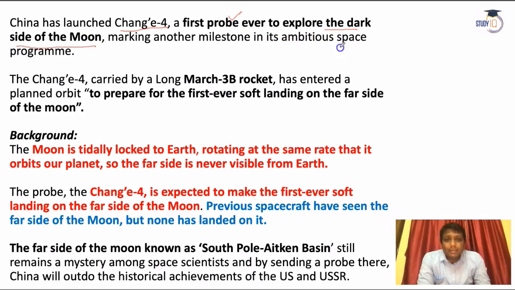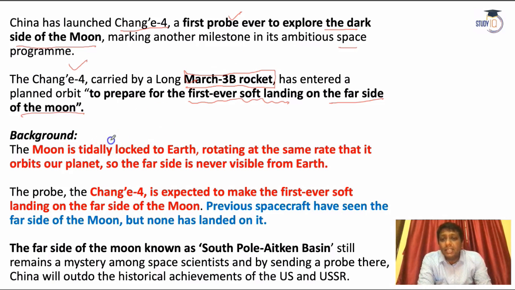It's a very ambitious space program. Chang'e 4 was carried with the help of a Long March 3B rocket and entered the planned orbit to prepare for the first ever soft landing on the far side of the moon. Far side means the back side of the moon, those phases we never see.